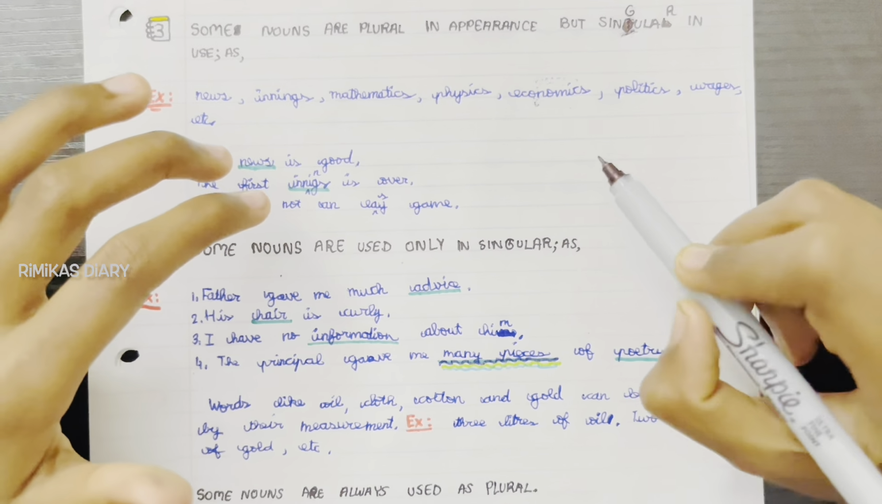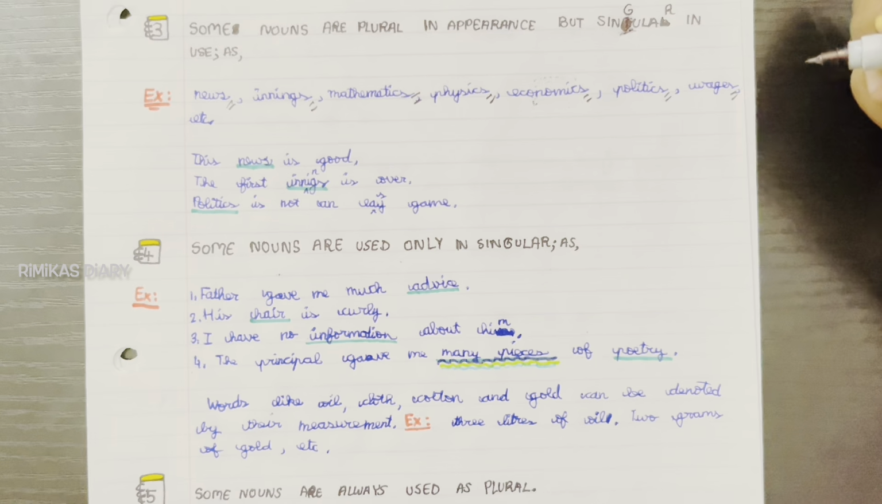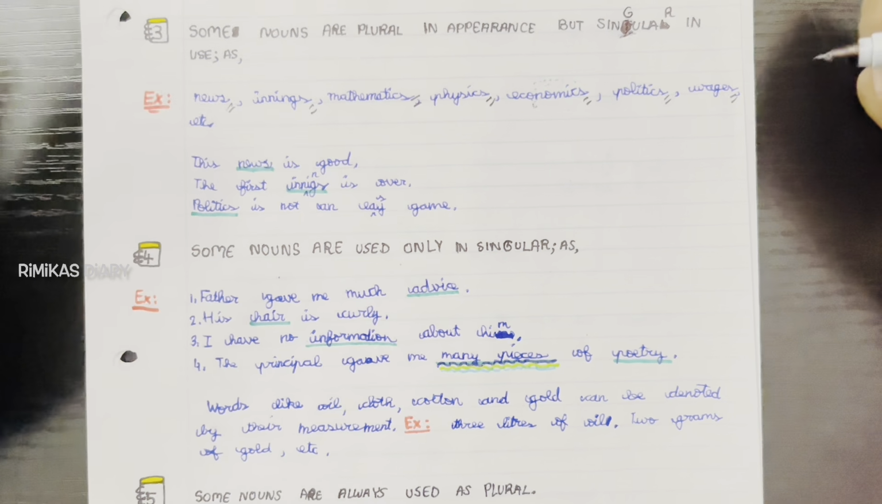So when you look at it, there's an S at the end. This is what they mean by plural in appearance. When you directly look at them, there is an S at the end, so you'll think it's plural. But it's not plural, it's singular. When you're using it, it's singular. For example, this news is good.